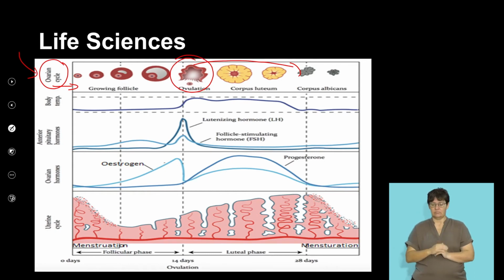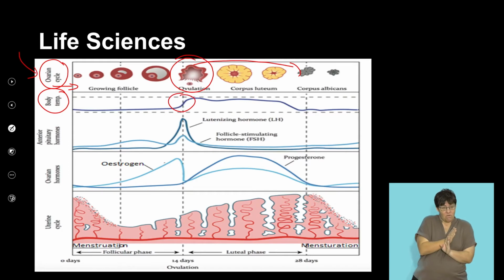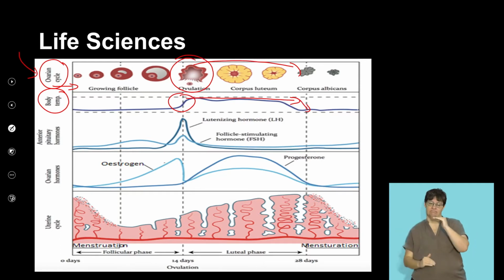Further down, there's also an indication of the body temperature, and what's unique about body temperature is that just before ovulation, we see an increase in the body temperature. This is approximately 1.5 degrees, where the body temperature increases slightly above normal, and that is maintained for the rest of that 14 days, and then you find that when the next cycle begins, the temperature drops.